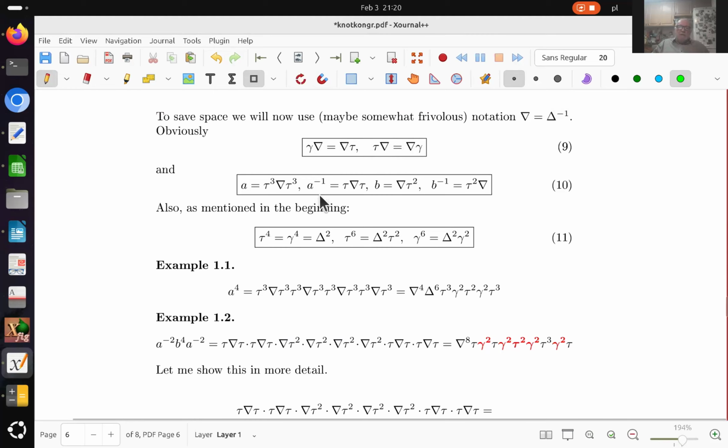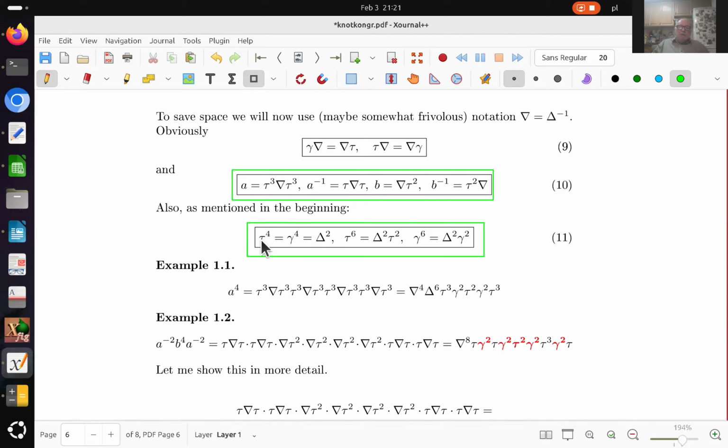Also, we have these definitions, I'm just rewriting this here so that it will be visible for the calculations. So you have this that was given a few lines above, but on the previous page. And we still have what was mentioned in the beginning, that tau to the fourth power and gamma to the fourth power are both equal to delta square. What is really important is that tau to the sixth power is equal to delta square tau square, and gamma to the sixth power is equal to delta square gamma square.